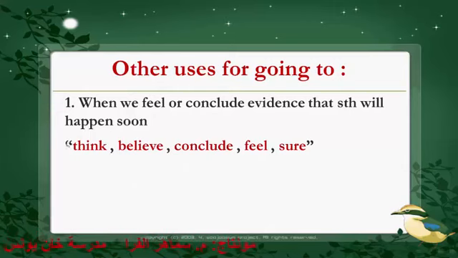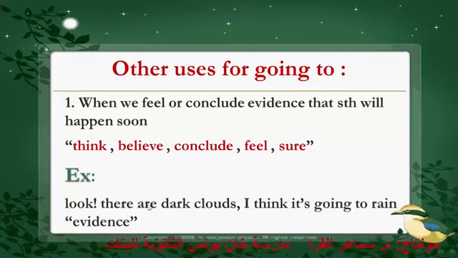But the verbs here, think, believe, and conclude, and feel sure, will help you to choose going to, not the present continuous. We have here an example. Look, there are dark clouds. I think it's going to rain. There is evidence in the sentence. There are many dark clouds in the sky, and so I think that it is going to rain, not it is raining. An evidence in the sentence.